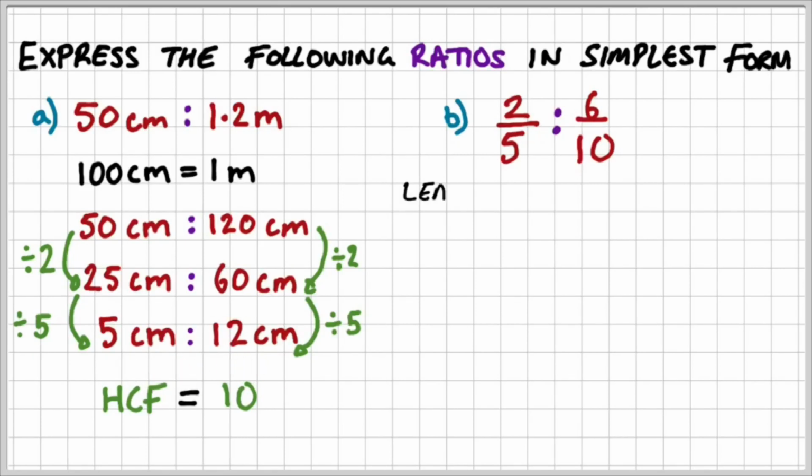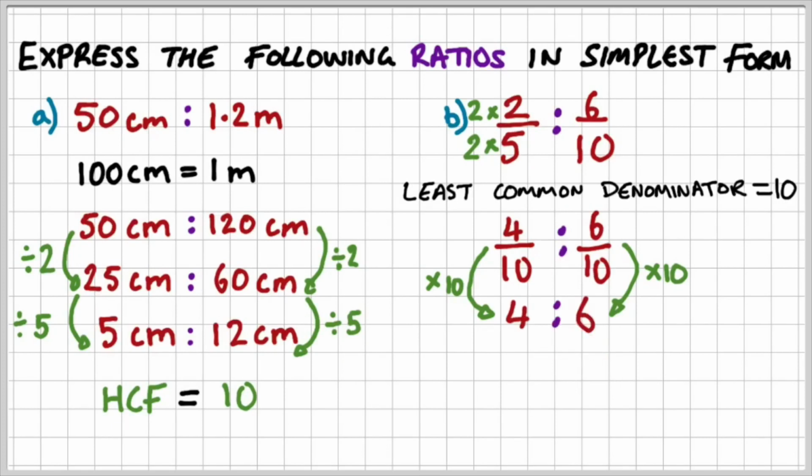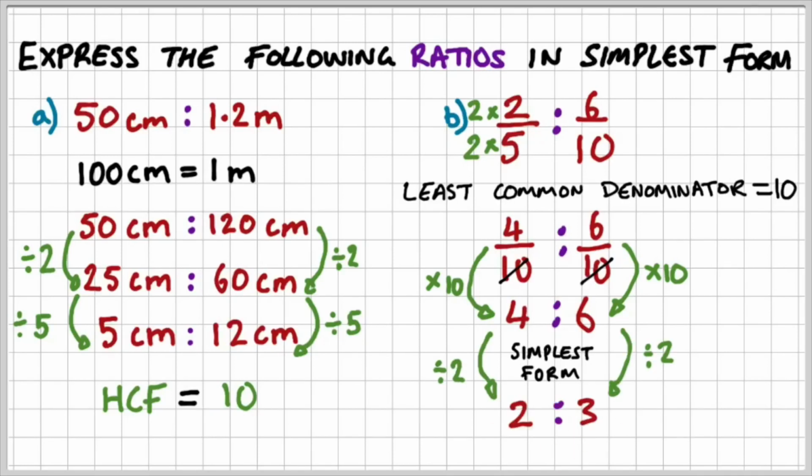Looking at part B then, what I need to do is find the least common denominator. So in this case, the LCD is 10. I can times the numerator and denominator of the first part of the ratio by 2, which will give me 4 over 10. And that's to every 6 over 10. Now, if I multiply both sides by 10, I would get 4 to 6. So instead of timesing it by 10, if I just cross out the denominators, I would get 4 to 6 anyway. So this ratio isn't in its simplest form. I can divide both sides by 2, which gives me the ratio 2 to 3 in the simplest form.